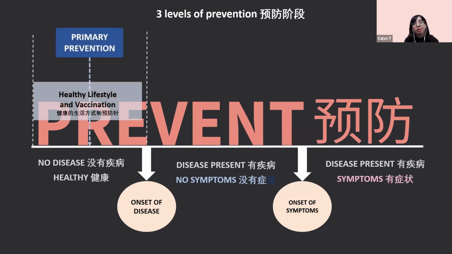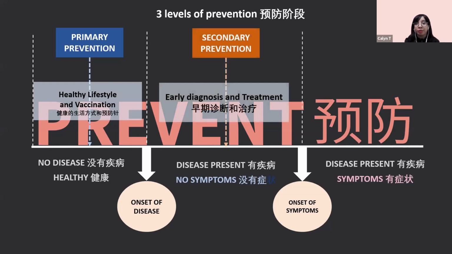The first level we call primary prevention. Usually we use this mainly for chronic diseases, something like diabetes and hypertension. Primary prevention is what you do before your disease actually starts. You have no disease and you're healthy, so you practice a healthy lifestyle and have certain vaccinations to prevent you from certain communicable diseases. Here I'm not talking about COVID-19, I'm talking about other diseases. So try to look at it from that perspective.